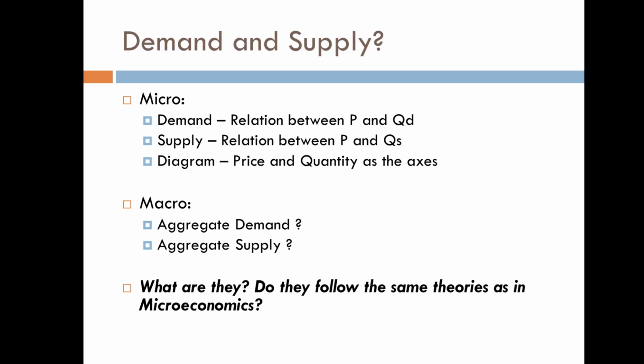But now, because the quantity here is for all goods and services, you cannot use the quantity to identify that anymore. So that's why when we go to macroeconomics, it becomes the real GDP. We use dollar value to show the output.